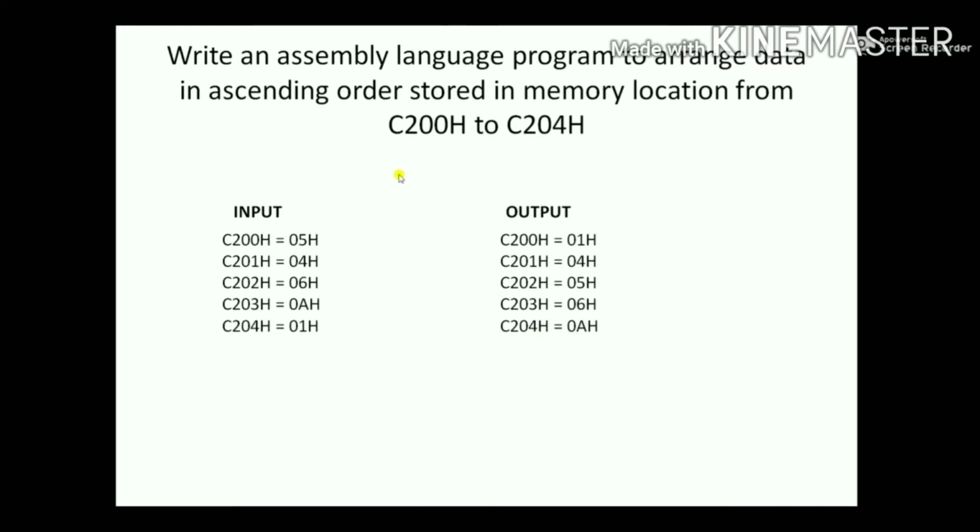We need to understand one thing here. In the aim, the memory locations are mentioned, that is from C200H to C204H. It means we have to take 5 memory locations. Instead of this, we can have C209H. It means we need to take then 10 memory locations. According to the aim, we have to write the program.